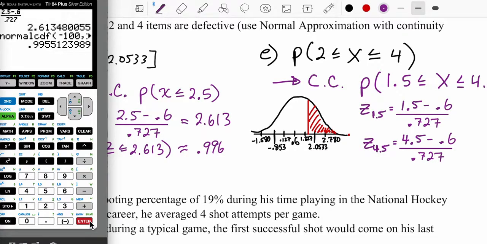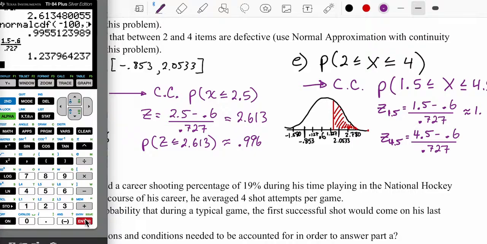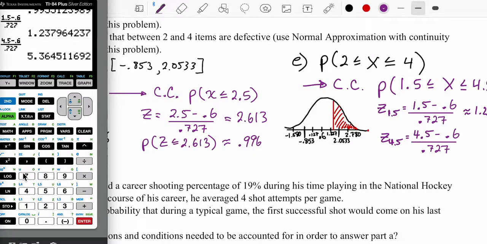All right, so crunching some numbers. There we are. TI doesn't have copy paste. This is the closest we get to it, but it's still pretty effective if you do it the right way. So about 1.238, and then put the 4 there, looks good, 5.365.